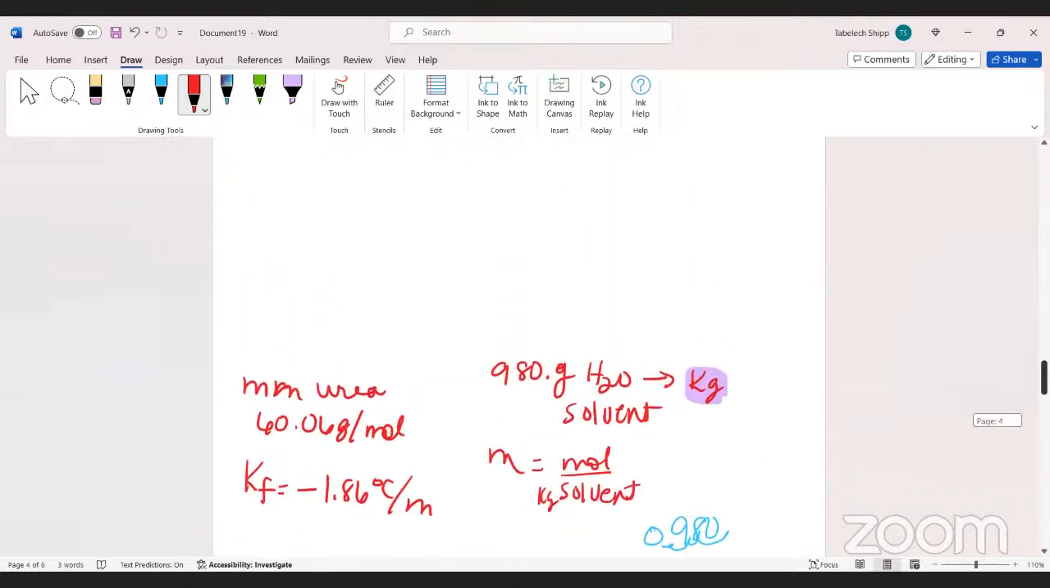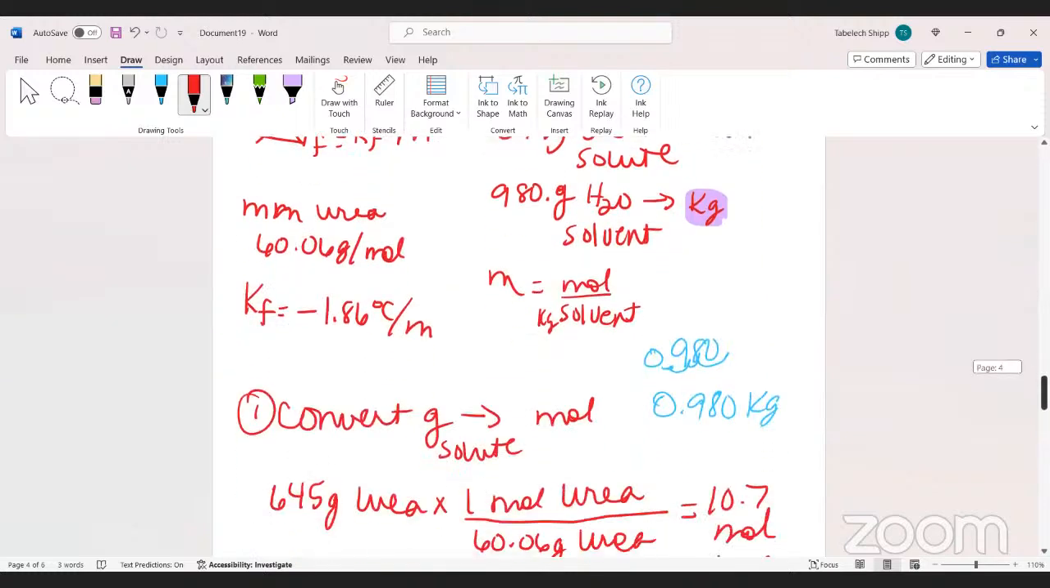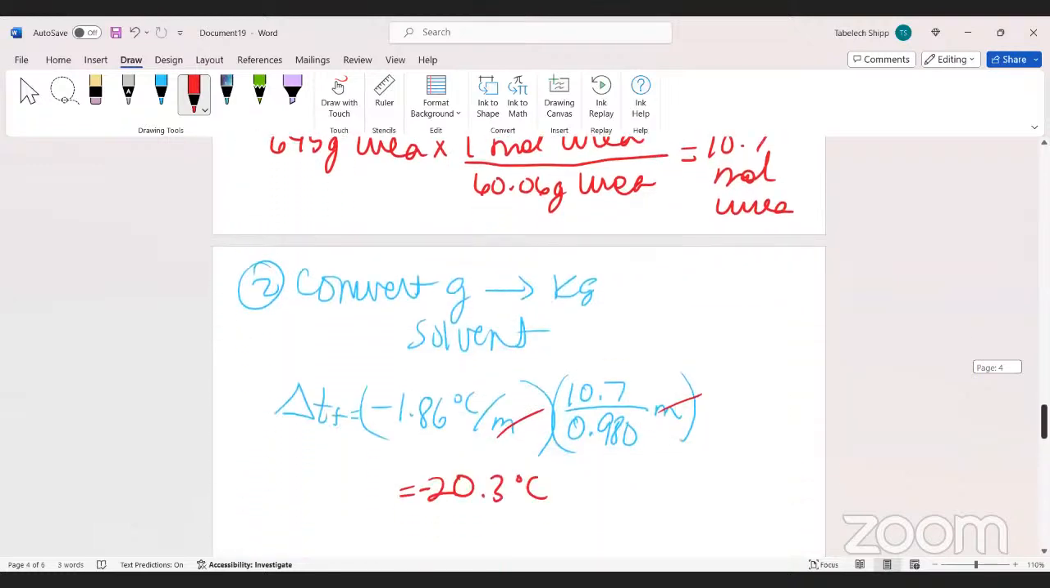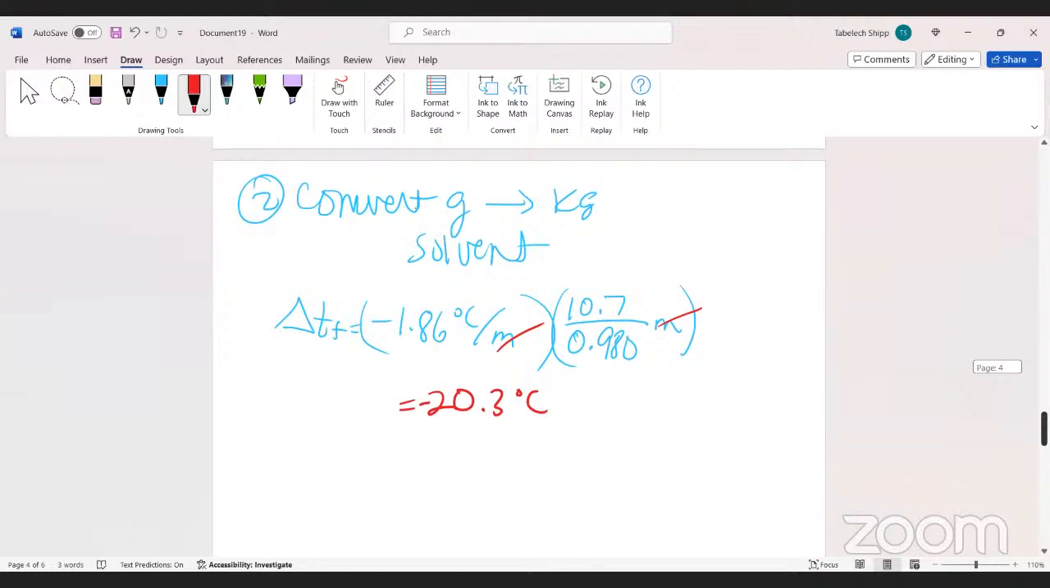So if we go back up here to our final answer, they got negative 20.4, but I got negative 20.3. The numbers are still tomato. They're still within reason. So that's how you do those types of problems. Any questions? Any further questions?